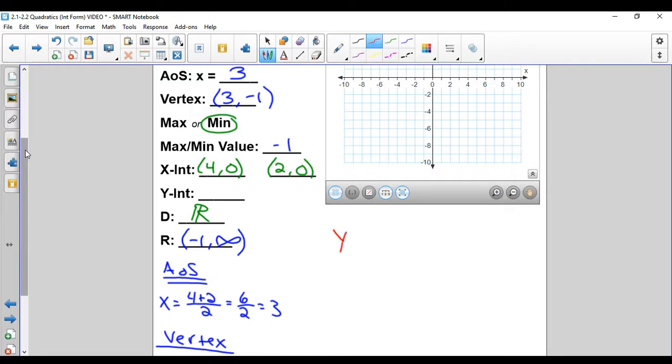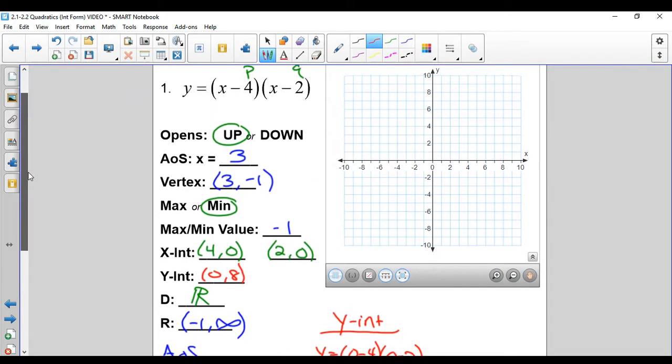Y-intercept is needed. This is where we plug in 0 for x: (0 minus 4)(0 minus 2), negative 4 times negative 2 ends up giving us 8. So we get (0, 8) as our y-intercept. Plot your points. We're rock solid here. All we're going to have to do is plot our points and we should be good to go.